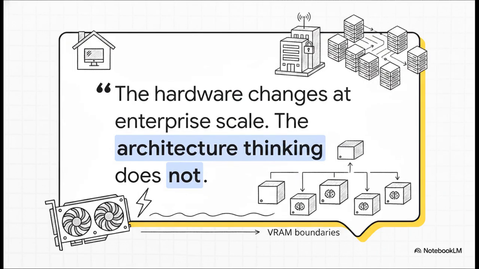As we wrap up, I want to leave you with this final, powerful thought from the project. The hardware changes at enterprise scale. The architecture thinking does not. Whether you're building on a single RTX 3060 workstation in your home lab or a massive cluster of high-end GPUs in a secure data center, the operational questions of VRAM boundaries, container isolation, and model size trade-offs remain exactly the same. Master the architecture here, and you're ready for the enterprise scale. So what infrastructure challenge are you going to build for first?